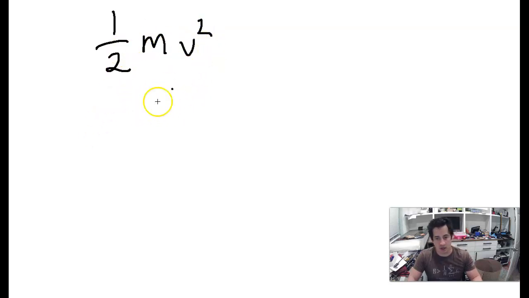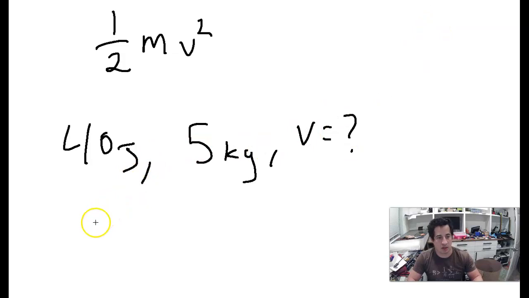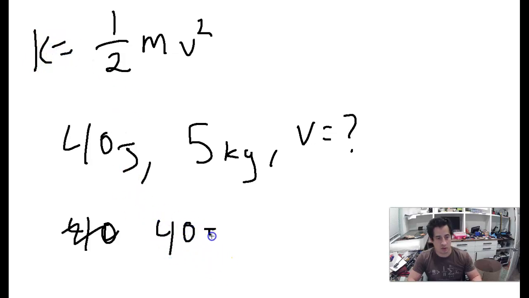And so if we want to calculate, let's say we have 40 joules of energy and the object has a mass of, say, 5 kilograms, and we would want to know what's the velocity of that object. Okay, well, we can use our kinetic energy formula, so 40 joules would be equal to 1/2 times our 5 kilograms times our v squared.